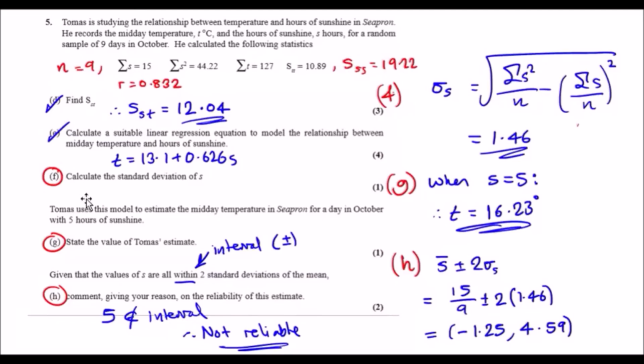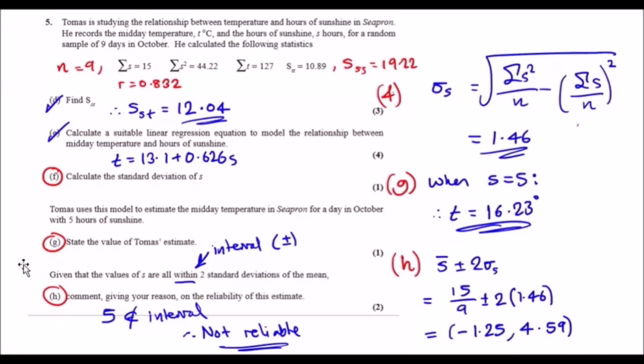So F, calculate the standard deviation of S. Okay, let's have a think. So the way I did this, I just used the standard deviation formula. So since we knew we had the sum of S squared and we have a sum of S, you write down the general formula, which is the sum of S squared over N minus the mean squared, which is sum of S over N. And then you square root. Just do the simple maths over here, plug it in, you should get 1.46. Easy mark.